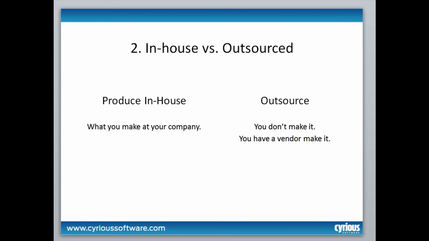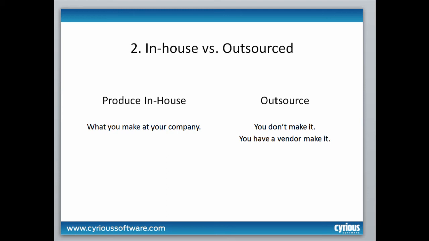The second item we're going to touch on in this video is distinguishing between products that you produce in-house and products that you outsource. A product that you produce in-house is something that you make at your company. It could be any one of the products we've talked about, a banner, a vehicle wrap that you print and install, a channel letter, or any other type of sign or graphic or service that you make or provide. A product that you outsource might be a product that you do not produce internally. You call your vendor and you ask them to make it for you.